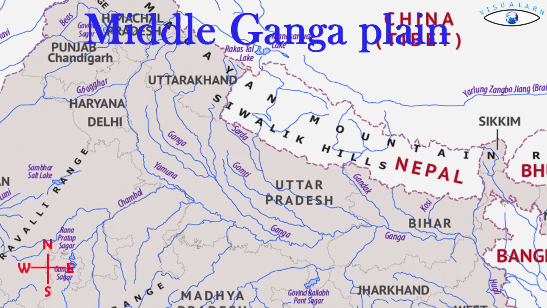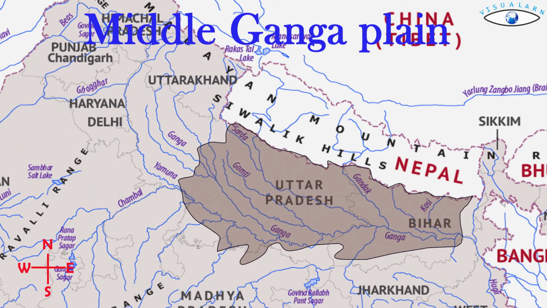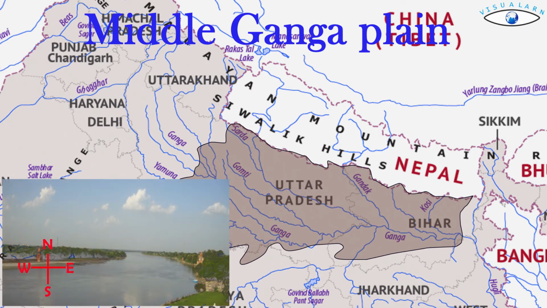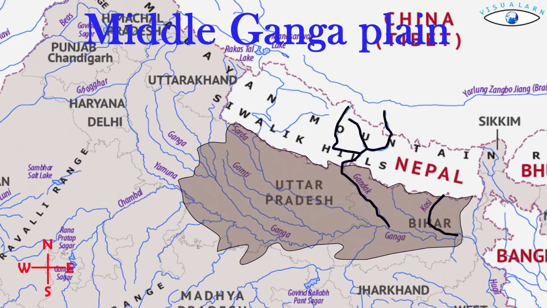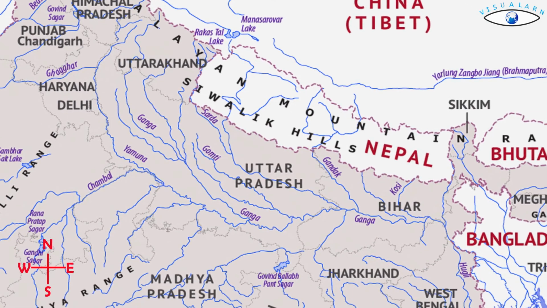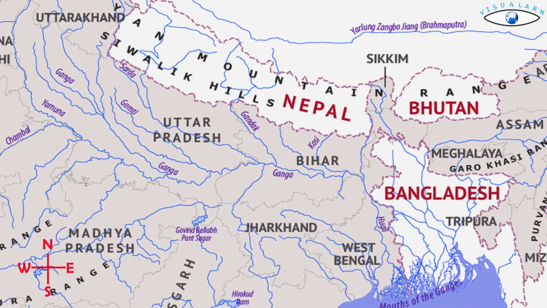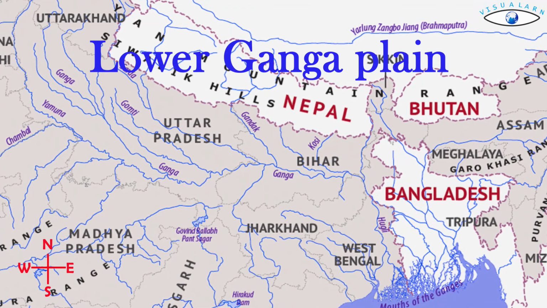The Middle Ganga plain includes central and eastern Uttar Pradesh and Bihar plains up to Muzaffarpur and Patna. Being a low gradient plain, the rivers often change their courses in this region. Gandak and Kosi are the main left-hand tributaries, while the Son is an important right-hand tributary of the Ganga in the Middle Ganga plain.